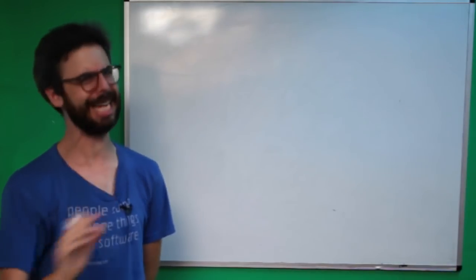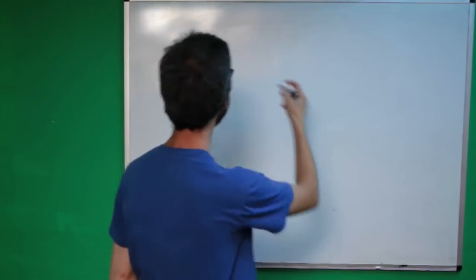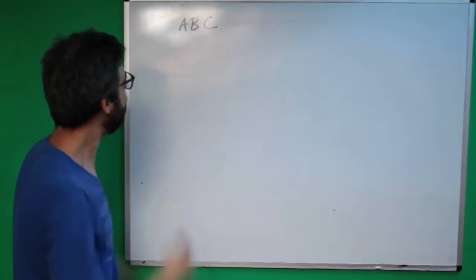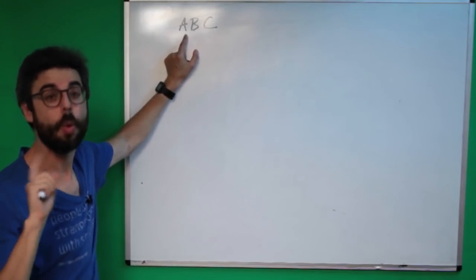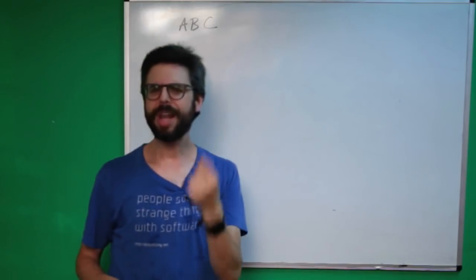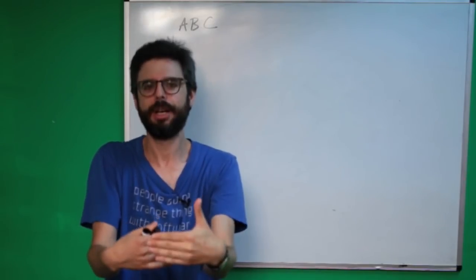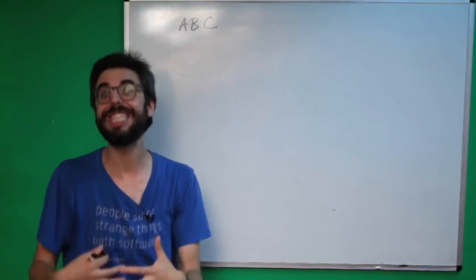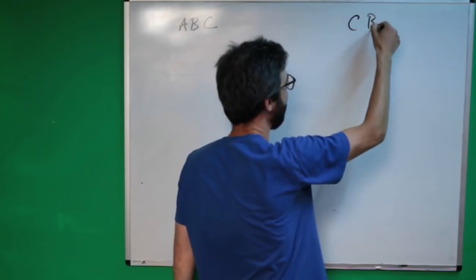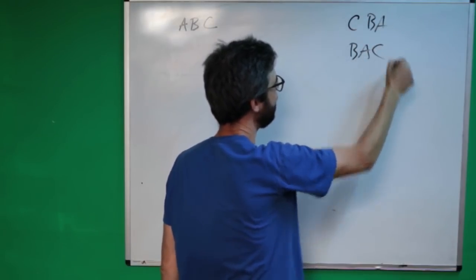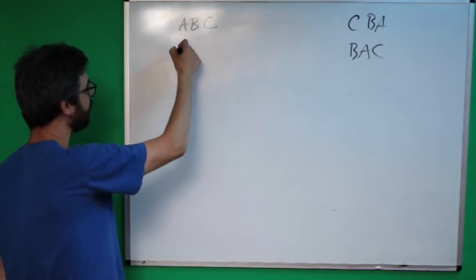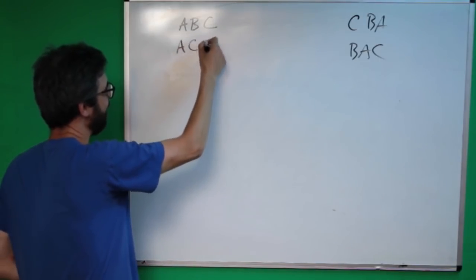So let's just say I have the letters A, B, and C. These are actually sorted in alphabetical order, right? A comes before B, B comes before C. But what if I want to know the next ordering of these that's also the next order in alphabetical order? I could say here's another order, C, B, A, or here's another order, B, A, C, but neither of these is the next order in alphabetical order. Now, I could tell you that the next ordering in alphabetical order is A, C, B, right?